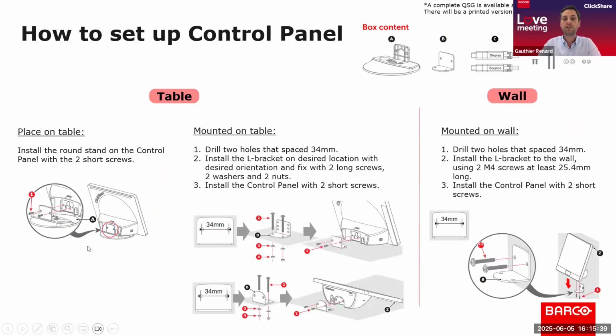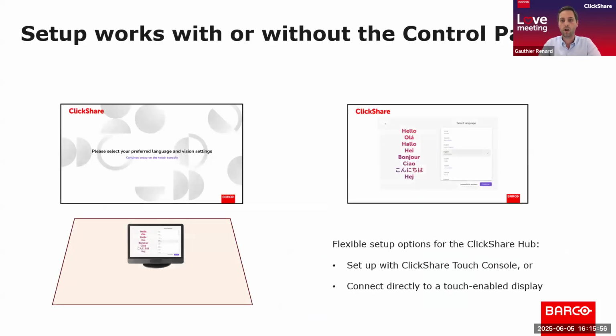The control panel itself can be mounted and installed in several ways. You can use it standing up or lying down on the table, where you can either let it free on the table or even secure it into or onto the table. But you can also wall mount this device if you have that requirement. The setup can work with a touch panel, or with the control panel or without. If you use it without the control panel, make sure the display in the meeting room that is connected is a touch-enabled display.